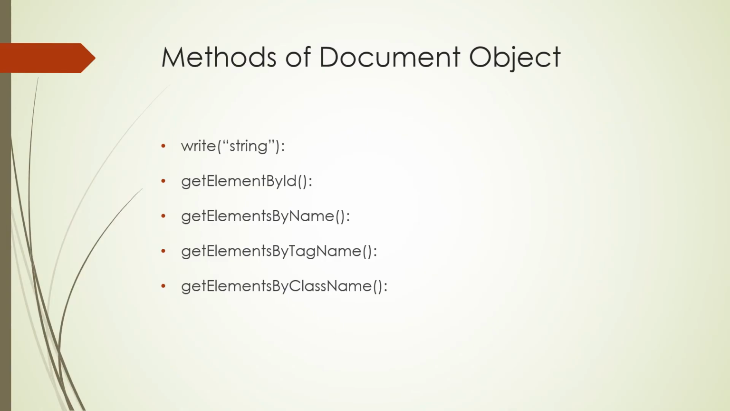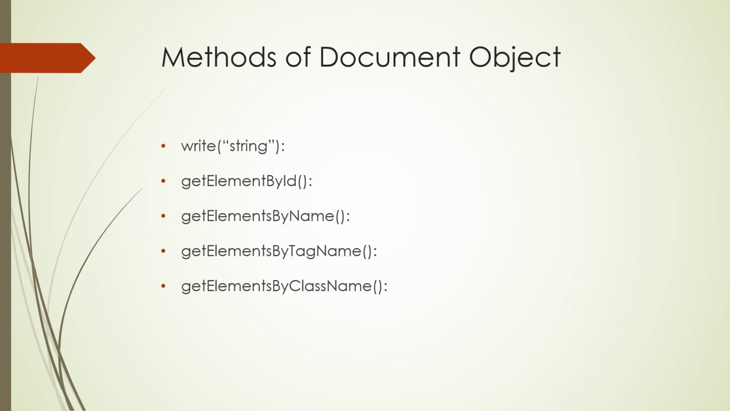Now, what are the methods of the document object? The first one is write string, second is get element by ID, get elements by name, get elements by tag name, get elements by class name. These are the methods of the document object model.